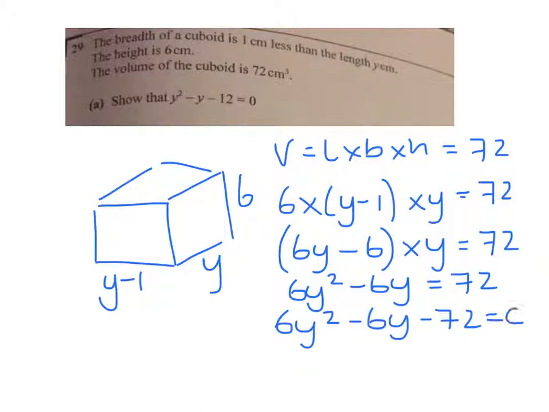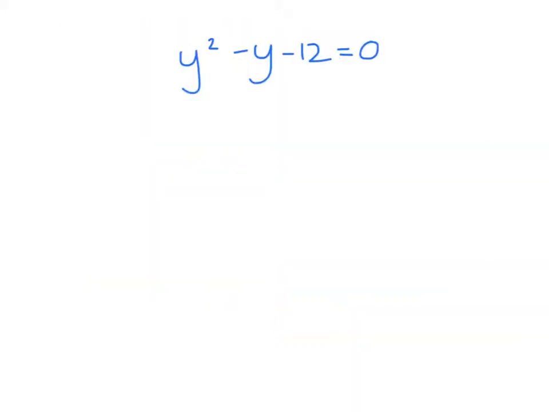And now I'm going to divide everything by 6. 6 divided by 6, 1. Again, 6 divided by 6, 1. And 72 divided by 6 is 12. So there we've answered part A. Part B, and remember you can do B without having done part A.